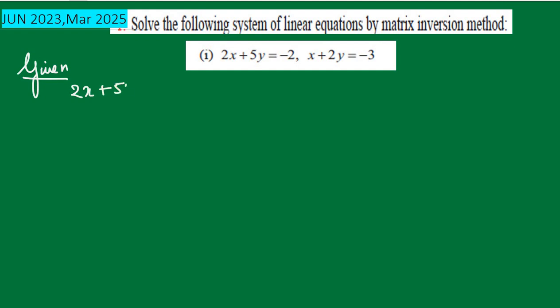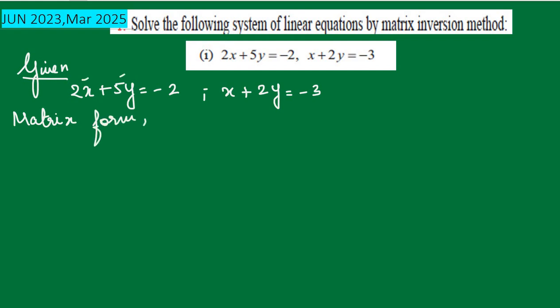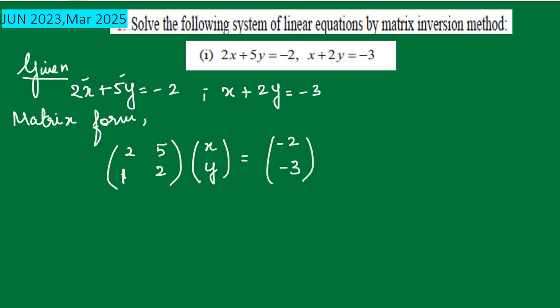2x plus 5y is equal to minus 2, and the next equation is x plus 2y is equal to minus 3. Now we write the matrix form of the given two equations. The first matrix will be the coefficients of x and y of the first linear equation, and the second linear equation coefficients are 1 and 2. Coefficient of x is 1, coefficient of y is 2, into the unknown variables, that is x and y, is equal to the constant matrix, which is minus 2 and minus 3. Now the matrices are of the form AX is equal to B.